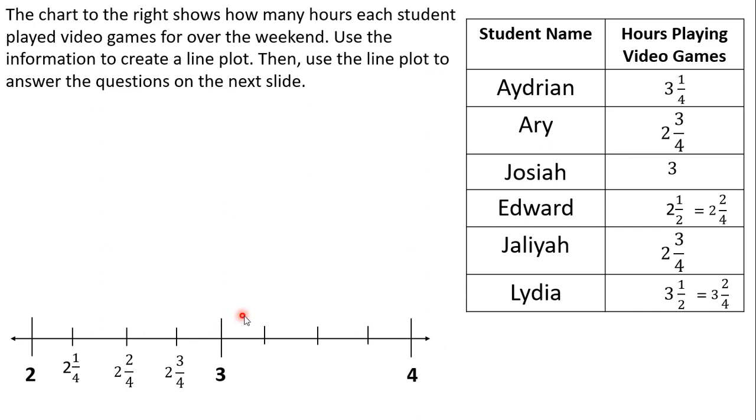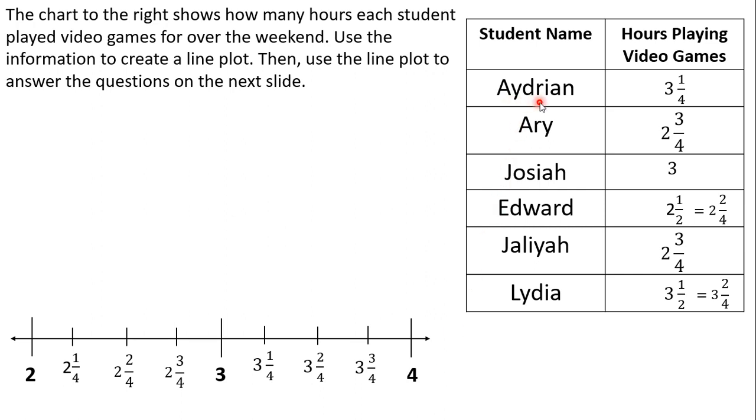Now we'll add another fourth to 3 to get 3 1/4. Add another fourth to get 3 2/4. Add another fourth to get 3 3/4, and add another fourth to get 3 4/4, or 4 wholes. Now we can go ahead and start plotting these points on the number line to create our line plot.